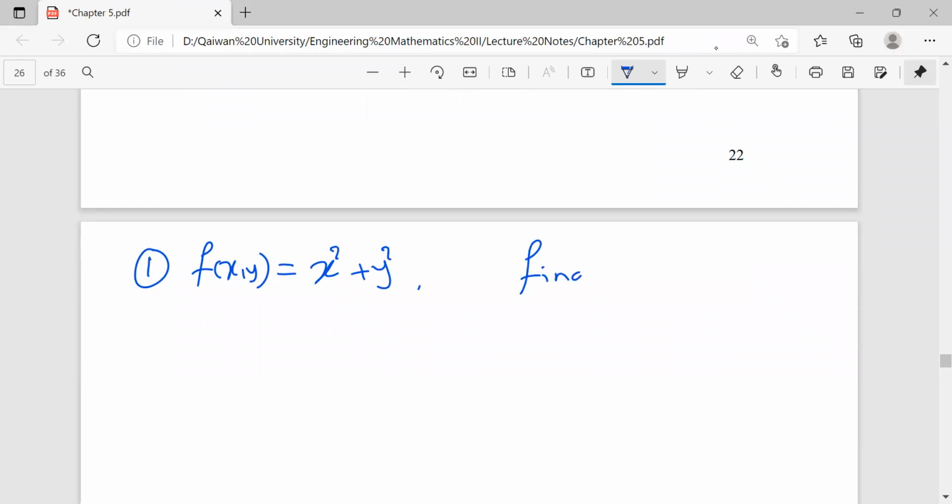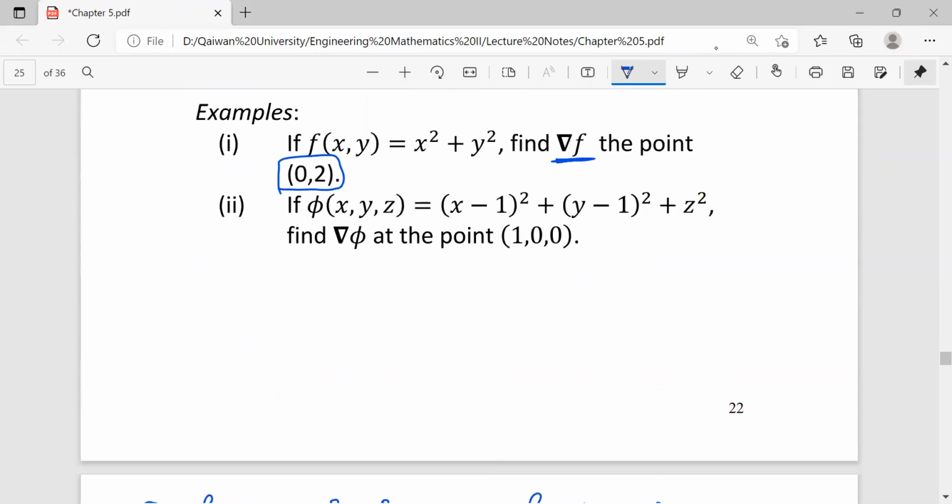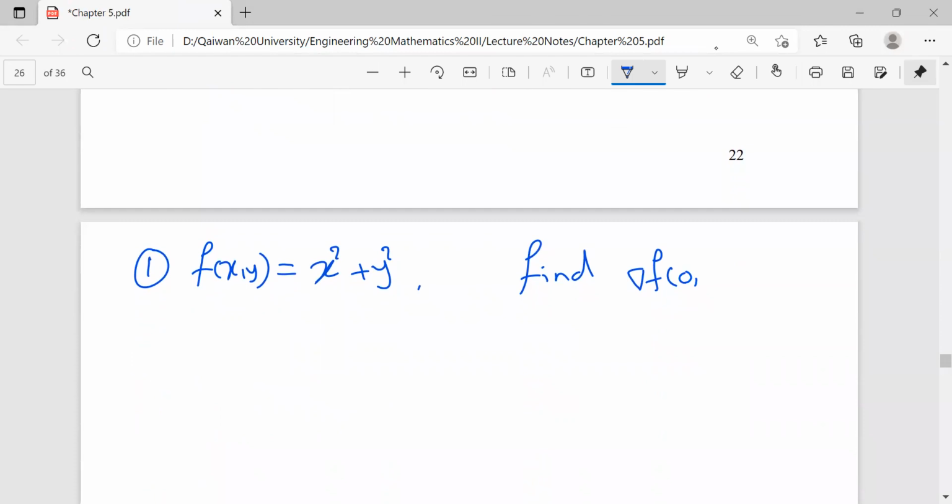Find grad f at 0 and 2. We are going to find this. We must first find the gradient for the vector fields.